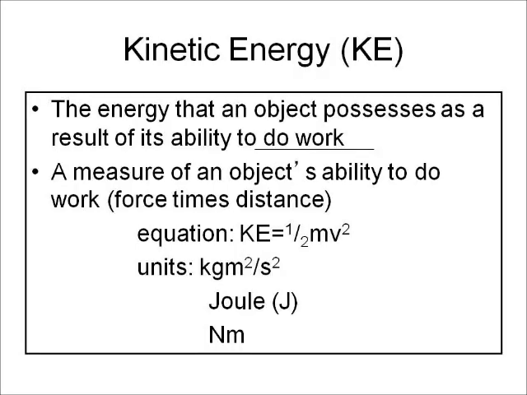Next slide is kinetic energy. Kinetic energy is defined as the energy that an object possesses as a result of its ability to do work. So a measure of an object's ability to do work, force times distance. Equation, kinetic energy equals 1/2 mass times velocity squared. That velocity should be in parentheses because you should square your velocity before you do the rest of the calculation.